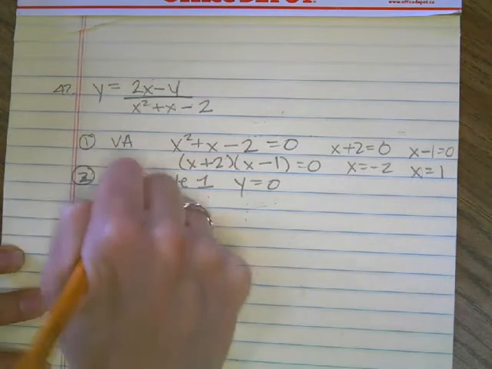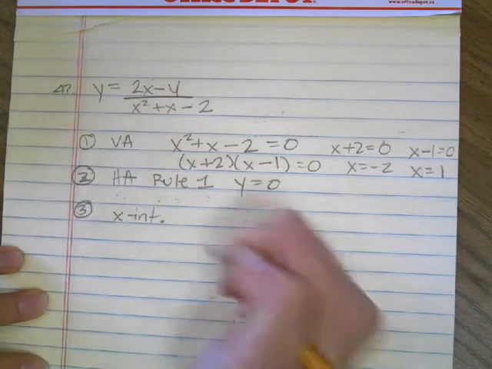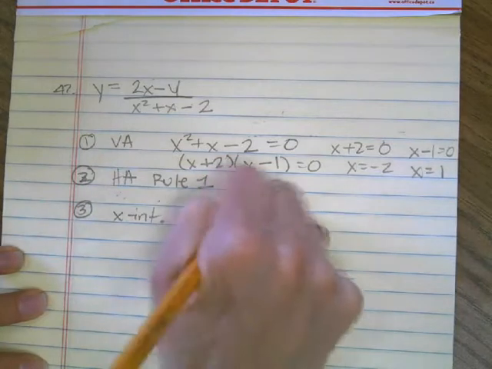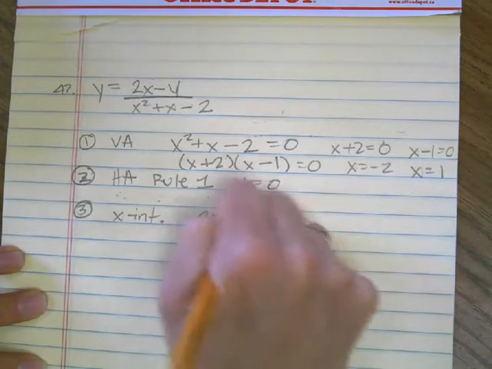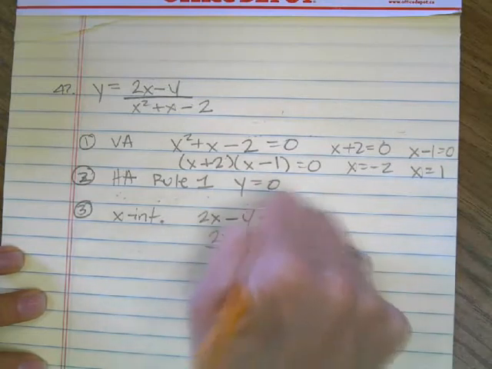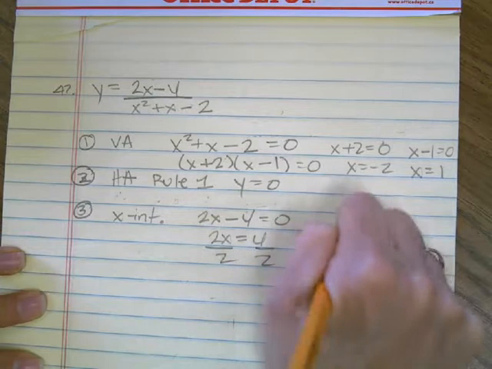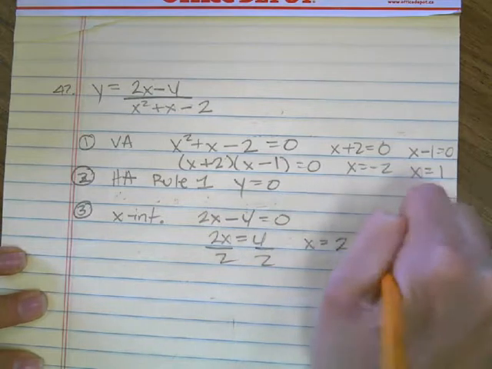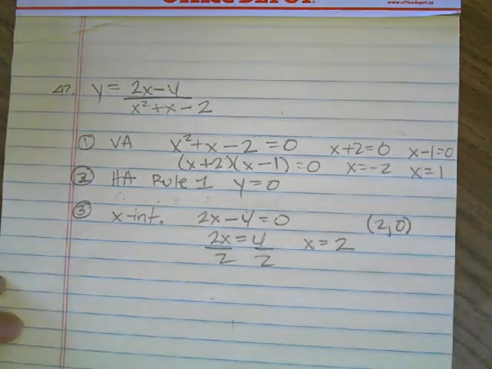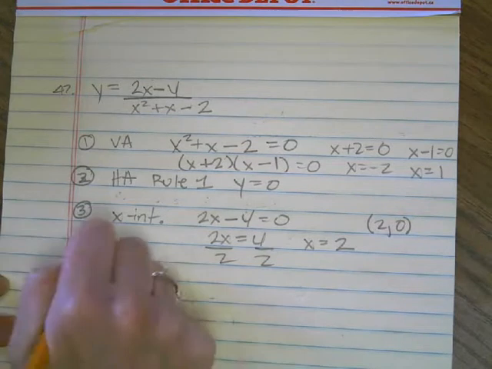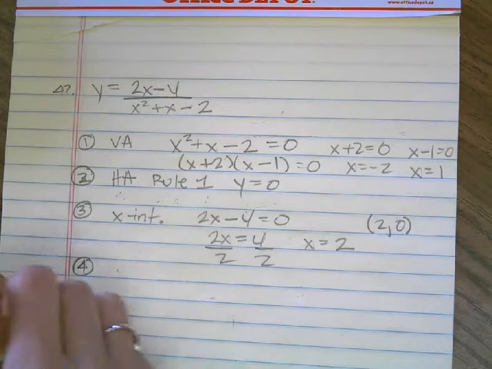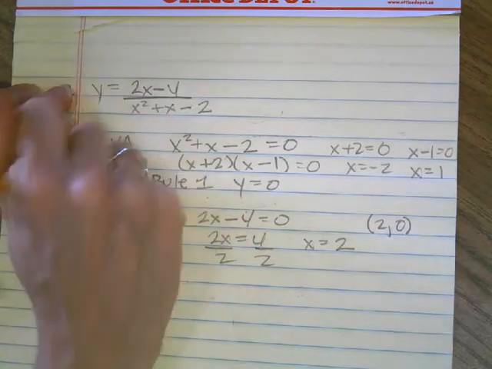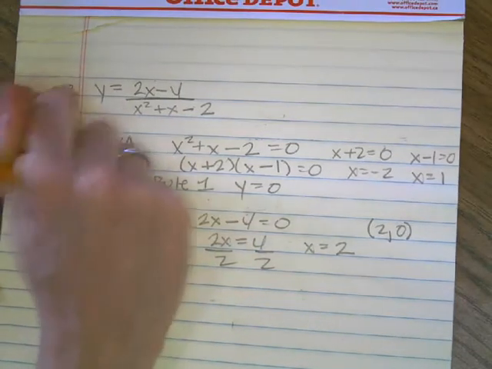The third is to find the x-intercept. To find the x-intercept, you set the top equal to 0 and you solve. So 2x equals 4, divided by 2, x equals 2. So that's 2, 0. This is step 1, all of it. This is 2 and 3.